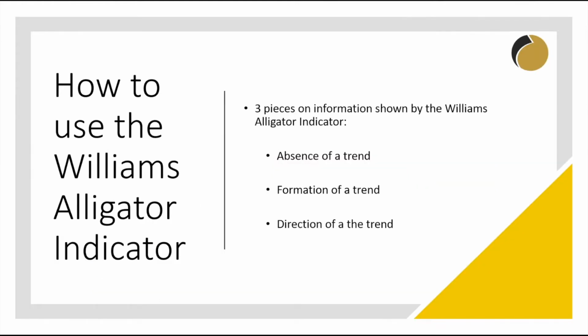Now moving on to how to use the Williams Alligator Indicator. It shows us three key pieces of information, which are the absence of a trend, the formation of a trend, and the direction of a trend. I will go through each one of these points and then show how all of them look on a chart after I individually go through these points.